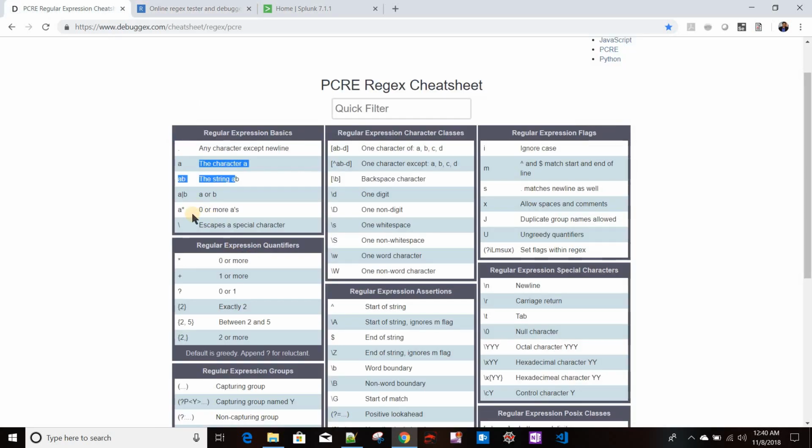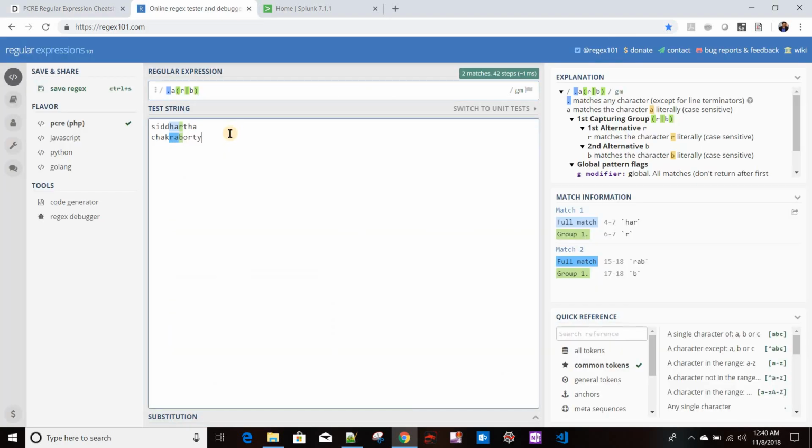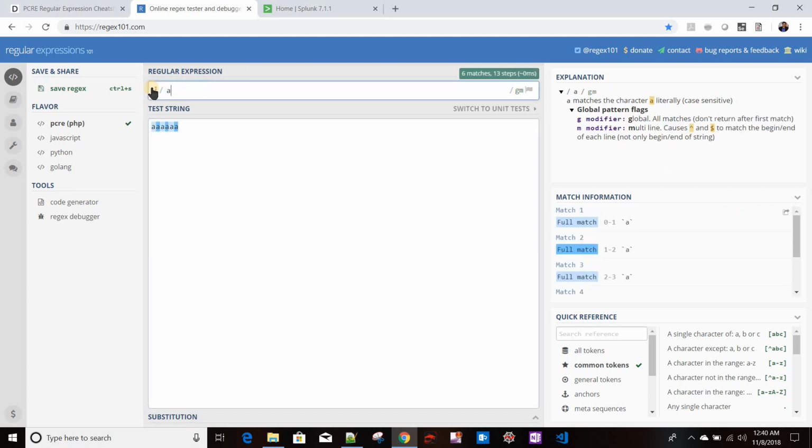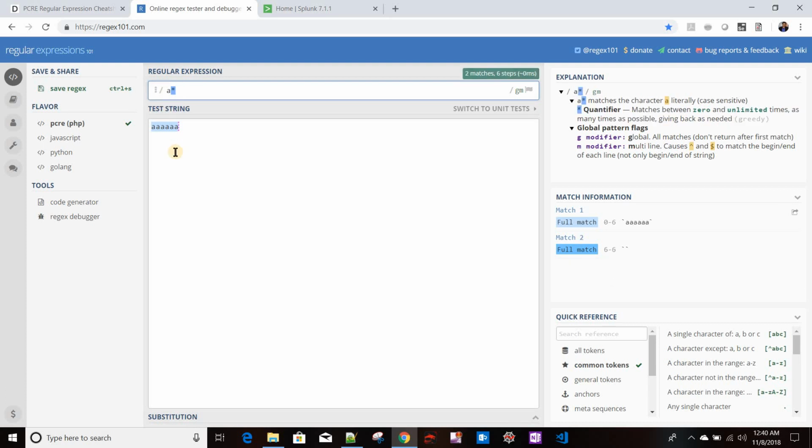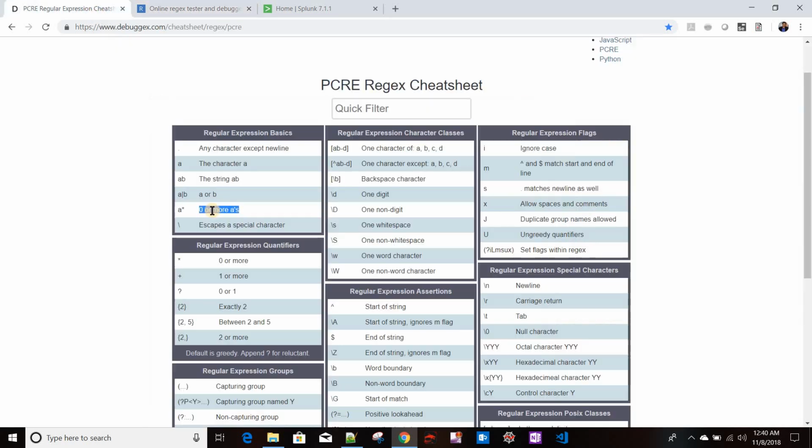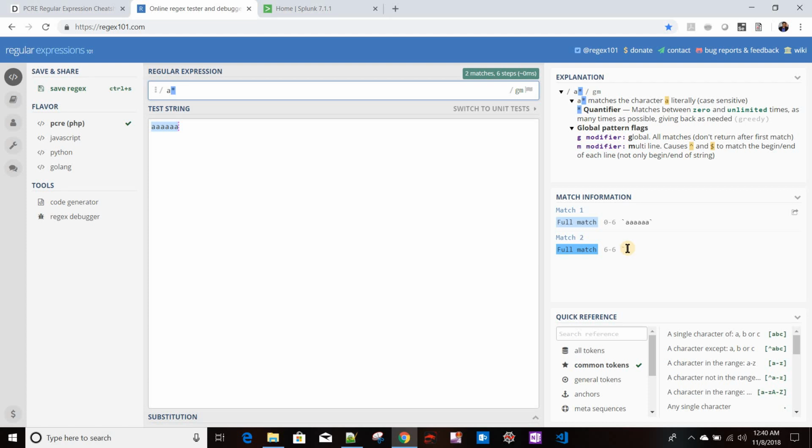Now let's move on. A star means zero or more A's. That means it is basically determining the repetitions of A. Let's say I have a string like this, A. Now if I give a star, it is matching basically all the A's. It is also matching an empty string, if you see it here, because it's either zero or more A's. So we need to keep that in mind. It's basically making this particular A repetition optional as well.